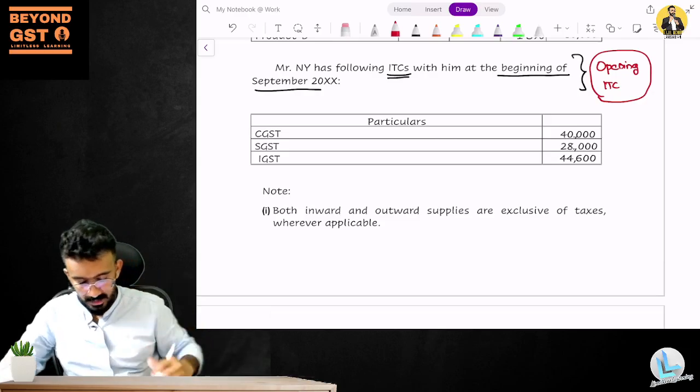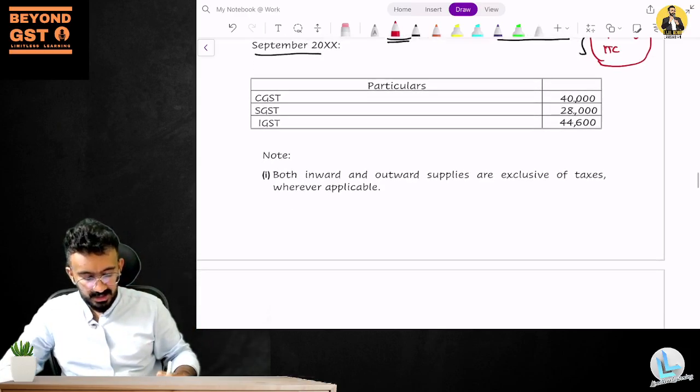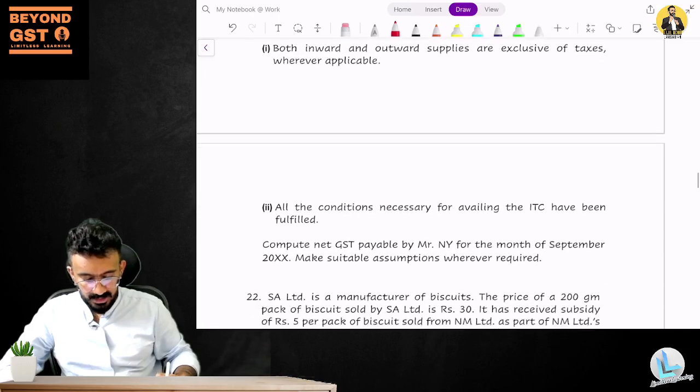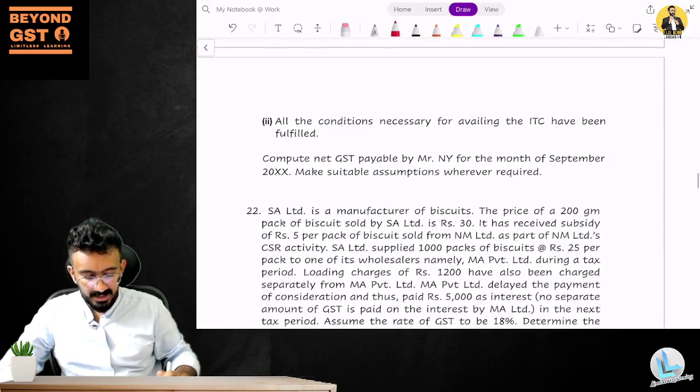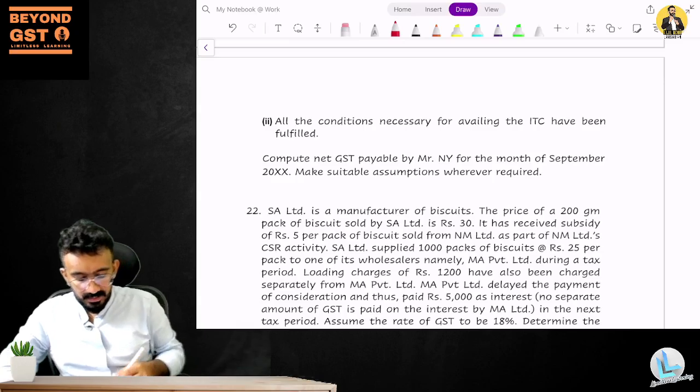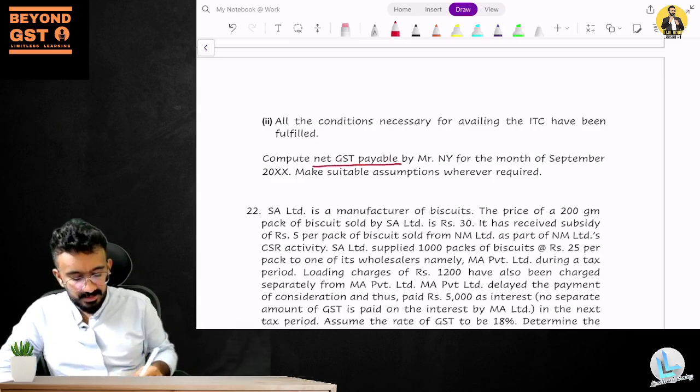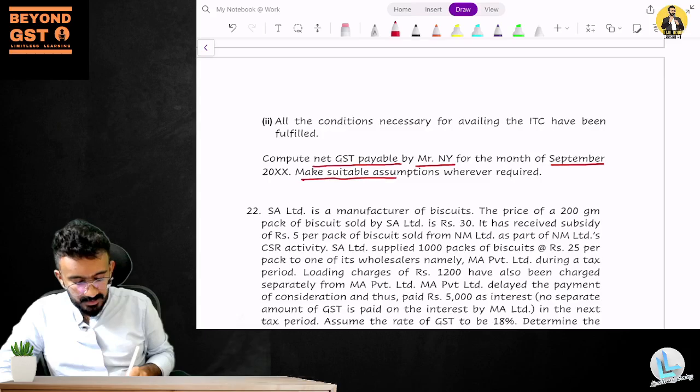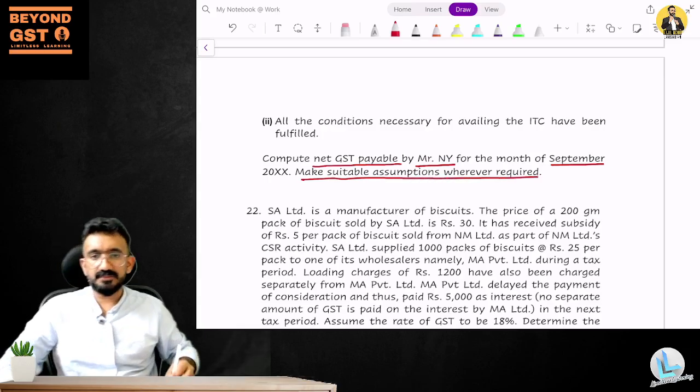Both inward and outward supplies are exclusive of taxes wherever applicable. All conditions necessary for availing ITC have been fulfilled. They are asking you to compute net GST payable by Mr. NY for the month of September. Make suitable assumptions wherever required.